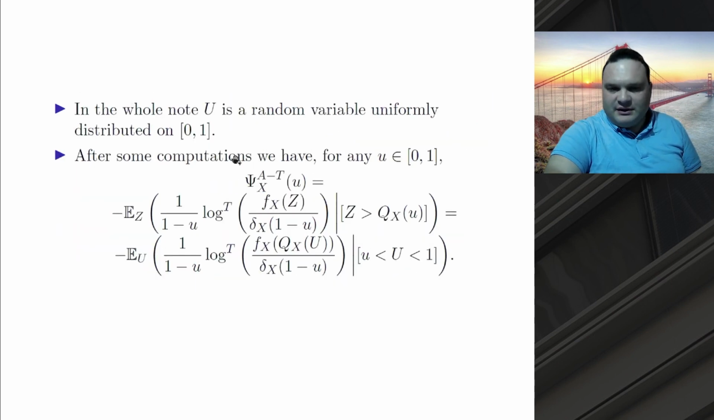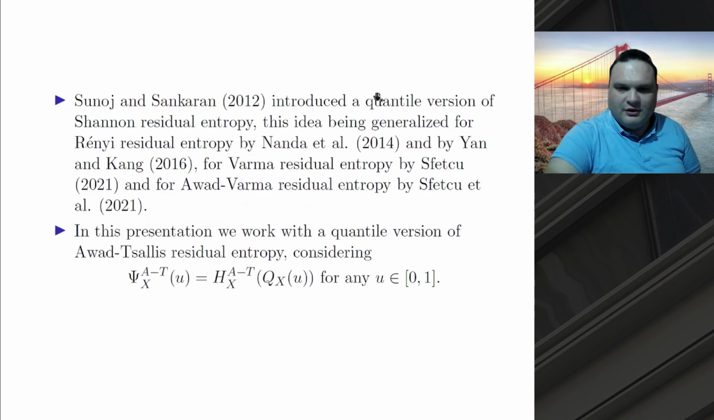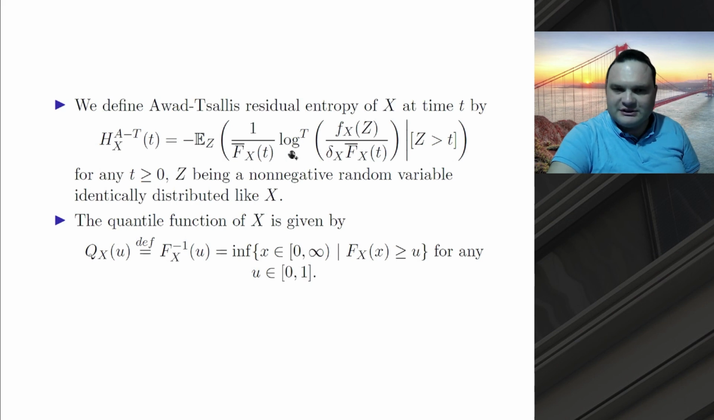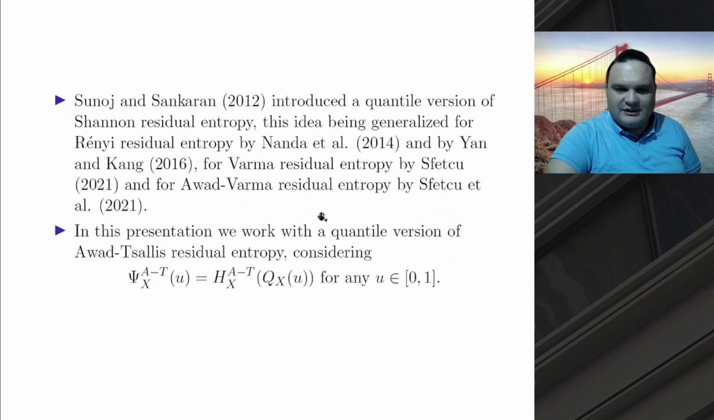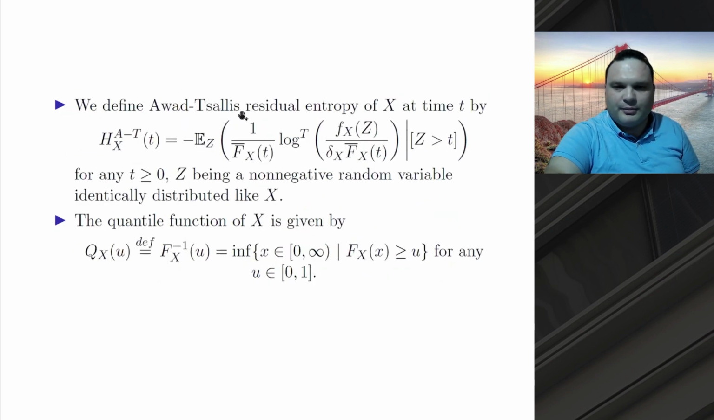Okay, after some computations, we have these formulas for C. We remark the appearance of the Tsallis logarithm in all formulas because we work with Tsallis entropy, more exactly Awad-Tsallis entropy, because of this delta X. If we remove this delta X, we obtain only Tsallis residual entropy, without this delta X.